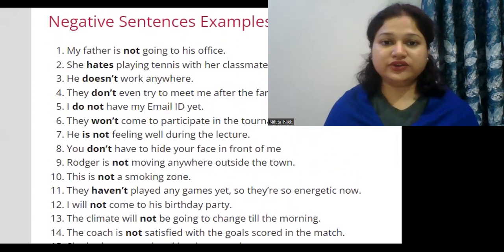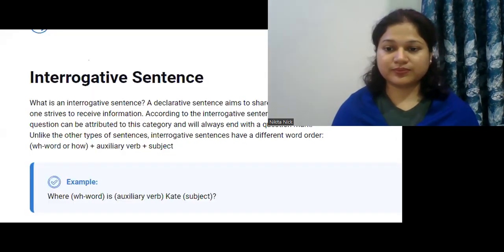All right, we are going to see the meaning of the next, interrogative sentences. Okay, we're going to learn about interrogative sentence. So, what is an interrogative sentence? A declarative sentence aims to share information, whereas an interrogative one strives to receive information. You are sharing the information in declarative sentence, but you are striving to receive information from interrogative sentence.